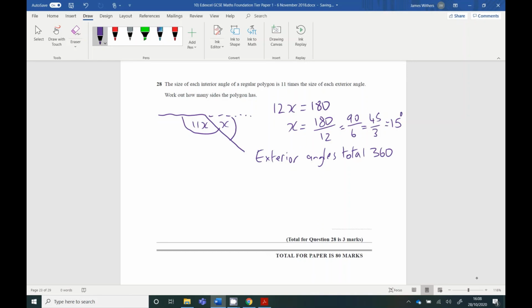So the number of exterior angles, which equals the number of sides, has to equal 360 divided by 15. So let's work this out. 360 divided by 15. 15s into 30 goes 2 carry 6, and 15s into 60 goes 4. So we've got 24 sides.